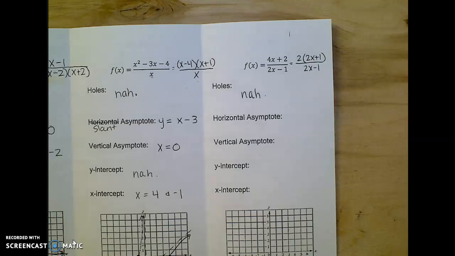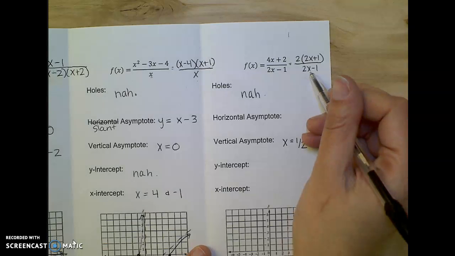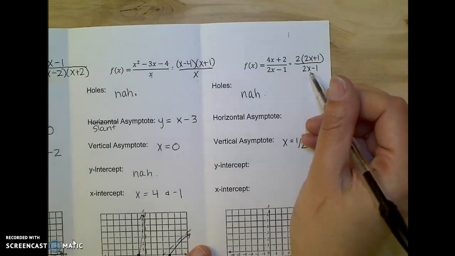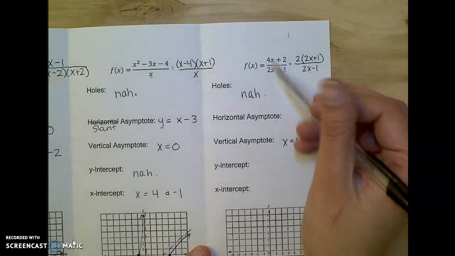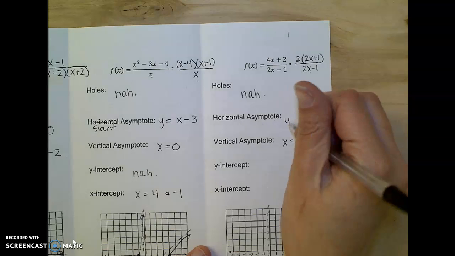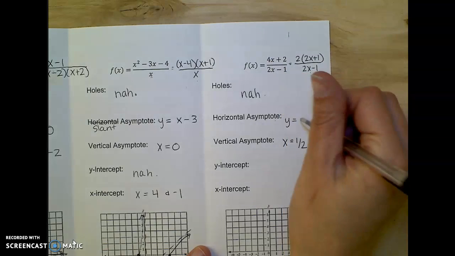We will have a vertical asymptote at half, because whatever makes the bottom 0. I will have a horizontal asymptote. Here I can divide and they completely cancel. So this is when we do leading coefficient divided by leading coefficient. So 4 over 2, so 2.